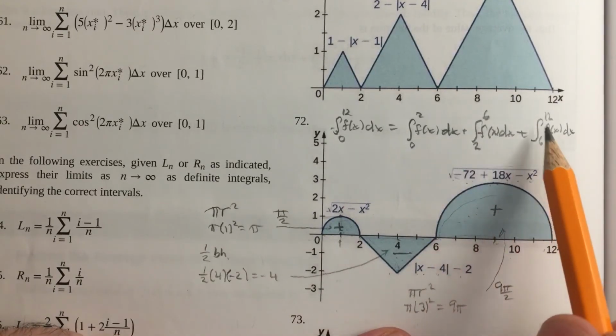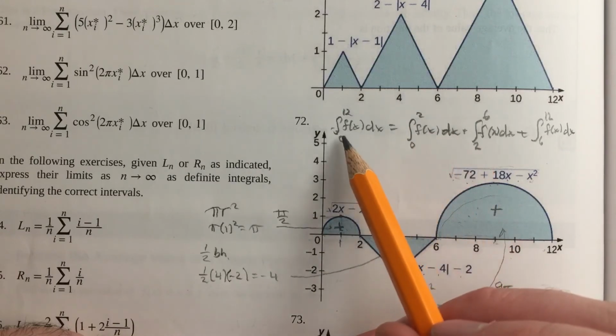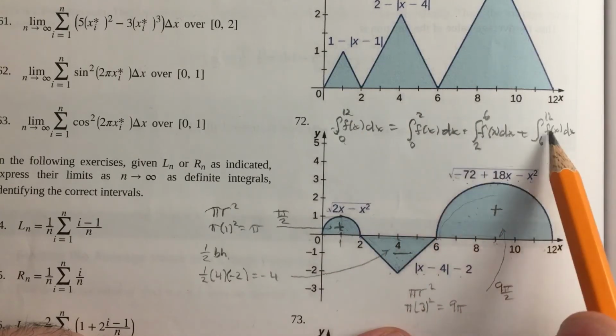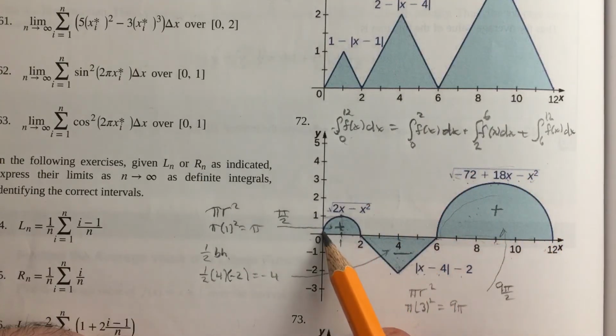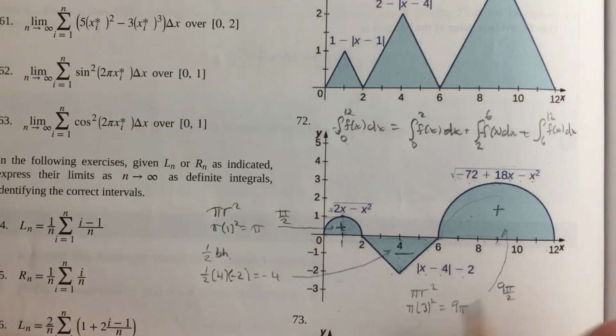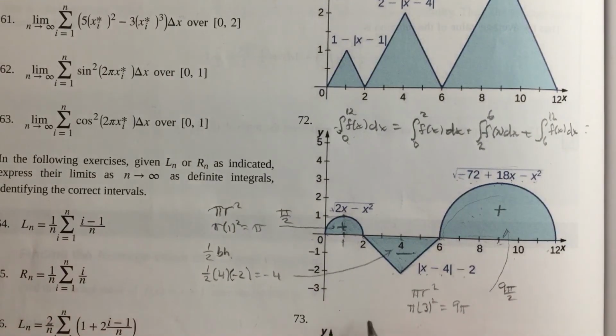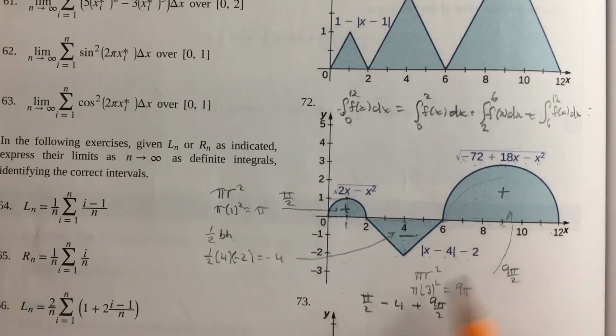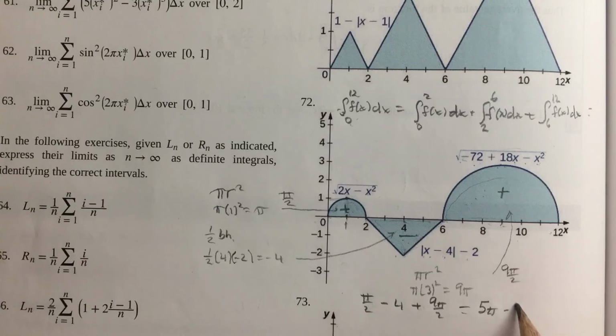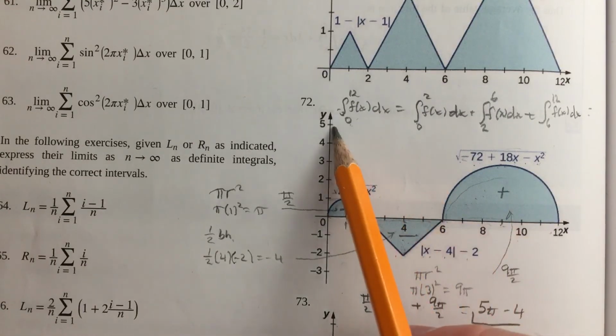Again, this is what the last property was showing us, that I can break the integral up from 0 to 12 into separate subintervals and add them together, and it'll be the same as the original integral all the way from 0 to 12. So now we have our answer given as pi on 2 minus 4 plus 9 pi on 2. 9 pi on 2 plus pi on 2 is 10 pi on 2, which is 5 pi. So we get 5 pi minus 4 as our answer for the whole integral.